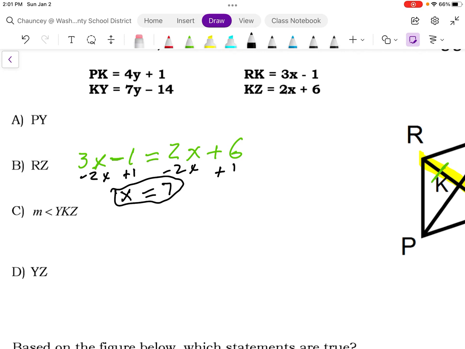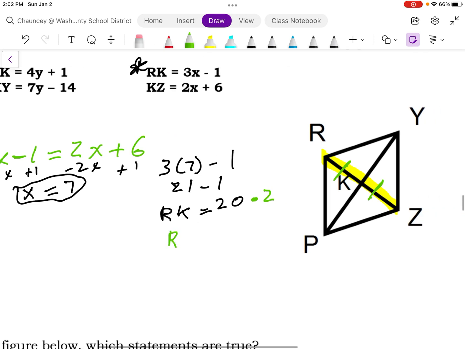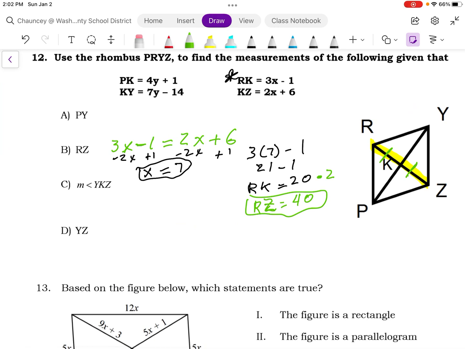Now, if we plug that back in, we can plug it back into the RK. We say 3 times 7 minus 1. Well, 3 times 7 gives me what? That's 21 minus 1. You get RK equals 20. But they want the whole length. So all we have to do is multiply that by 2, and you get RZ equals 40 is the entire length. Pretty simple, right? Not too bad. Sort of just a plug and chug and bringing you back to the old school algebra days.